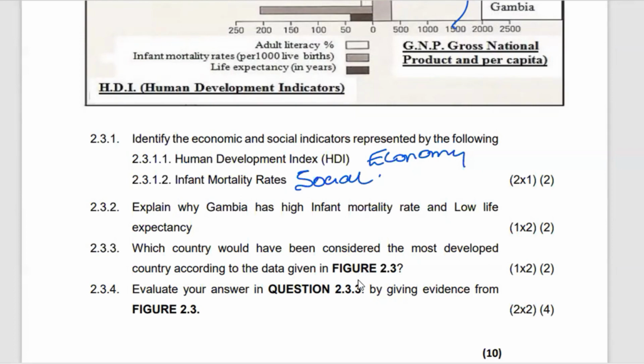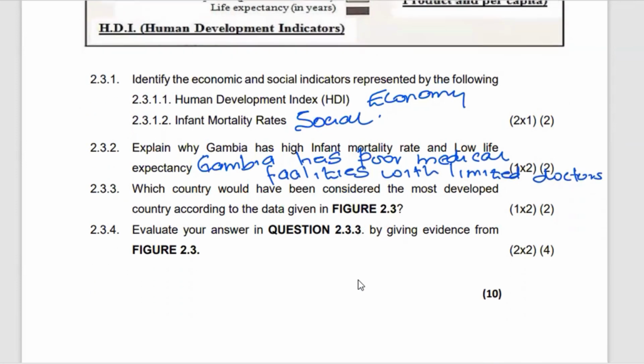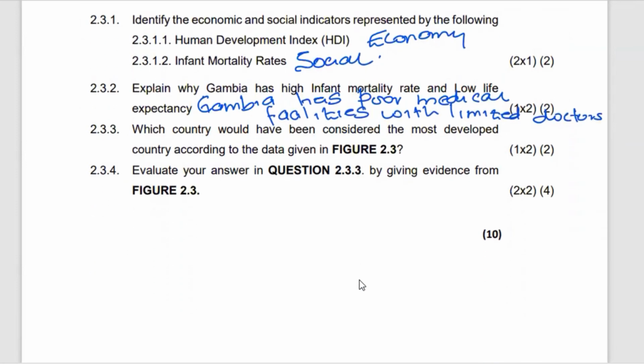All right, it's because Gambia has poor medical facility with limited doctors. Which country will have been considered the most developed country according to the data given in figure 2.3? That is Brazil.